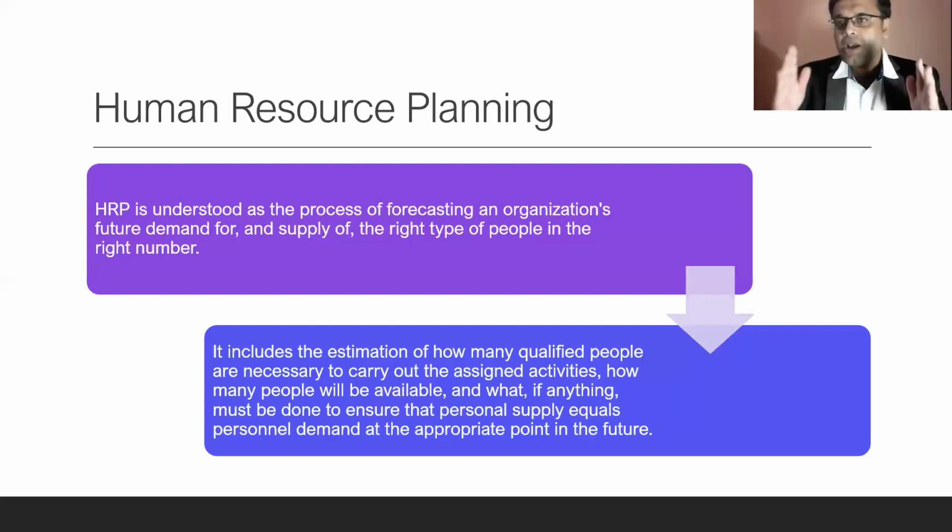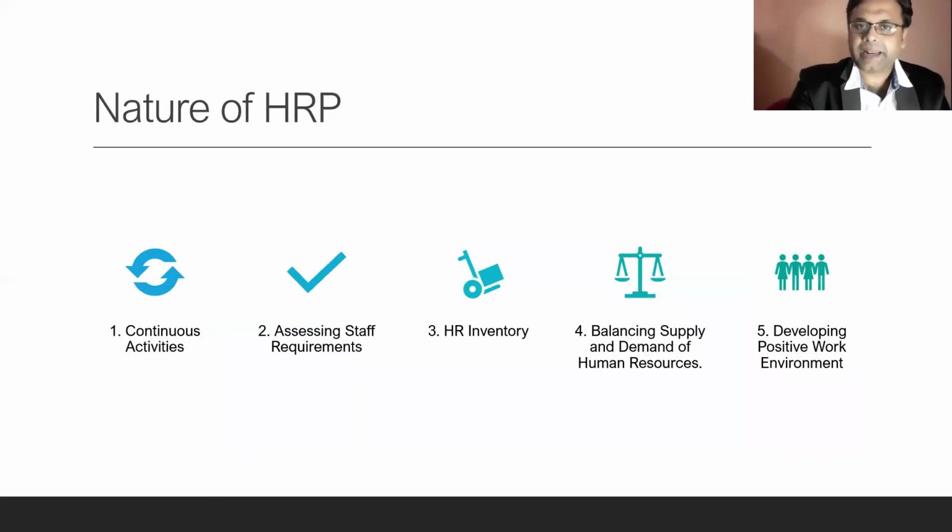We need to ensure that we require 120 people in January 2021. So what needs to be done right now? Now we are having 100 people. Requirement is 70. So what needs to be done right now in order to ensure the supply? There should not be a shortage. There should not be a surplus. So that we need to do in human resource planning.